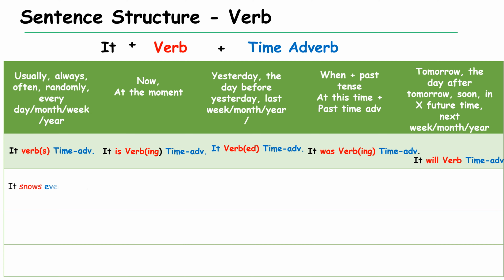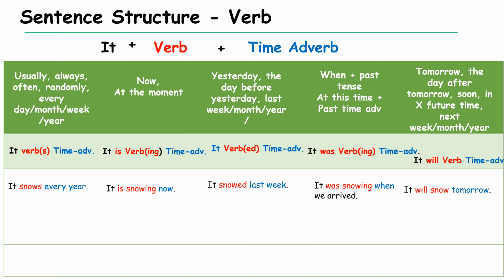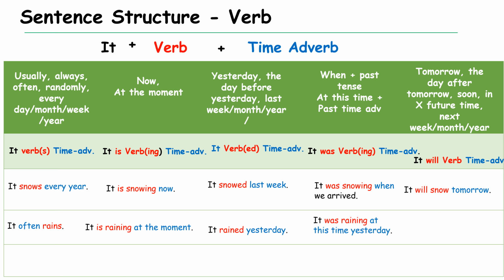Let's have a look at it in a few examples. It snows every year. It is snowing now. It snowed last week. It was snowing when we arrived. It will snow tomorrow. It often rains. It is raining at the moment. It rained yesterday. It was raining at this time yesterday. It will rain soon.